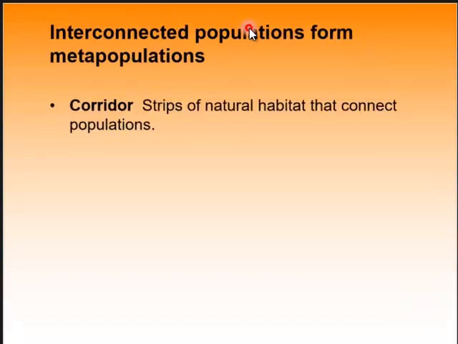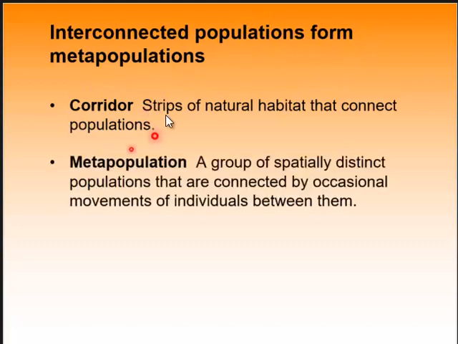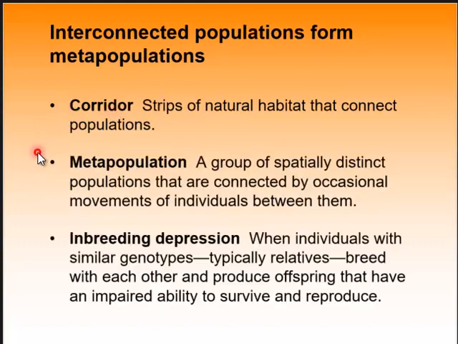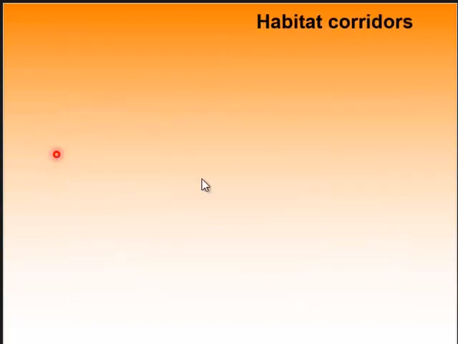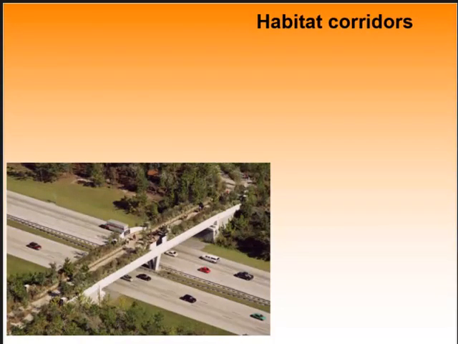Okay, so now we're going to jump to metapopulations. So you need to know about habitat corridors, metapopulations, and inbreeding depression. These are examples of habitat corridors. These are critical to helping increase genetic diversity in a population.